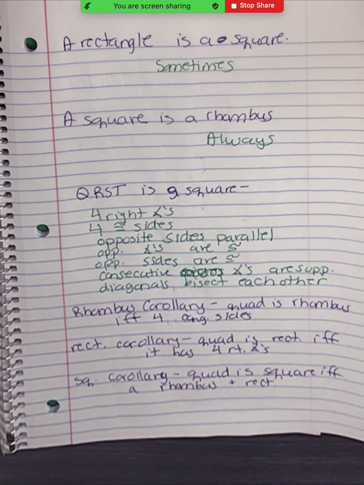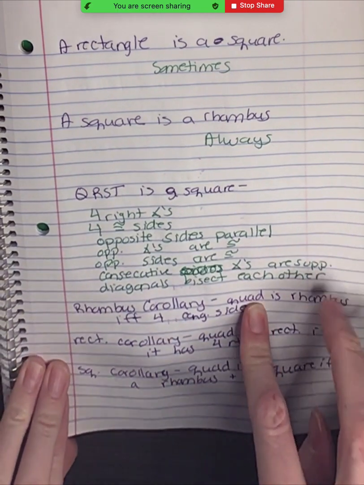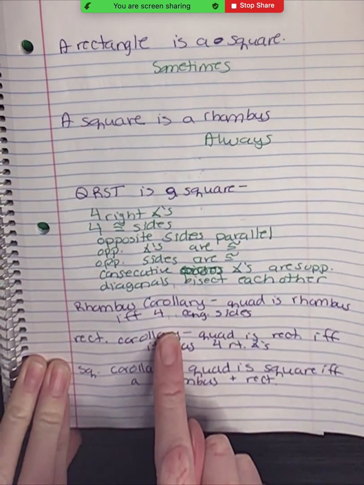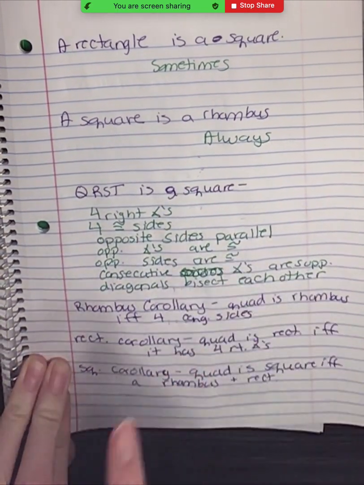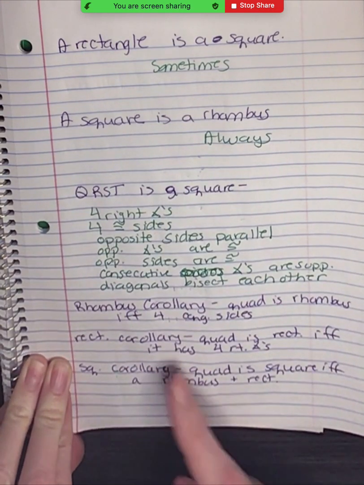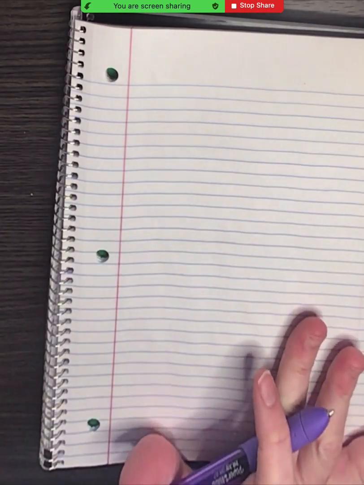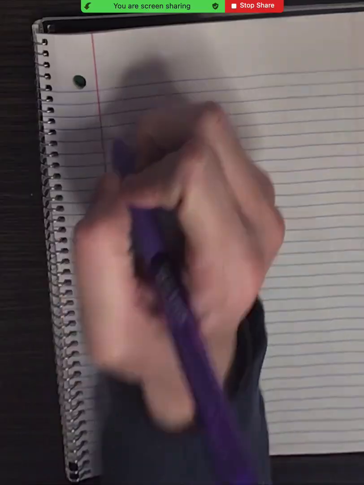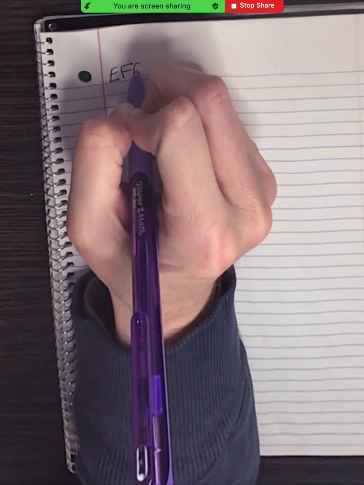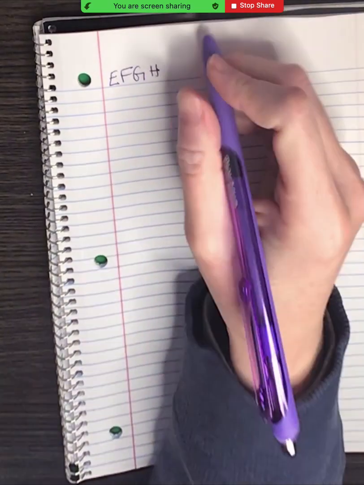So you can take out the parallelogram part and know that if it's a quadrilateral with 4 congruent sides, it's a rhombus. If it has 4 right angles, then it's a rectangle. If it has 4 congruent sides and 4 right angles, then it would be a square. So EFGH is a rectangle.